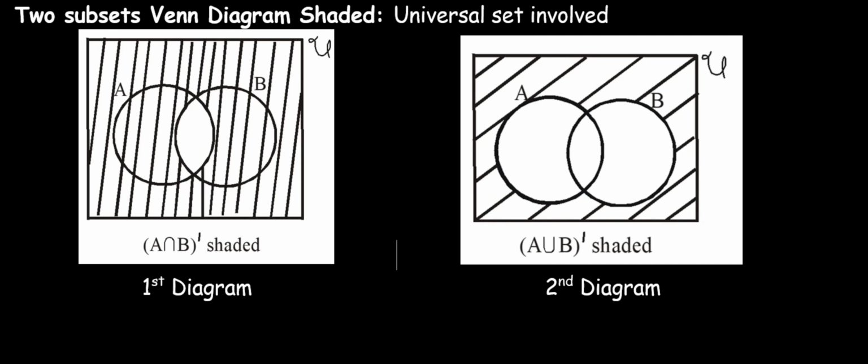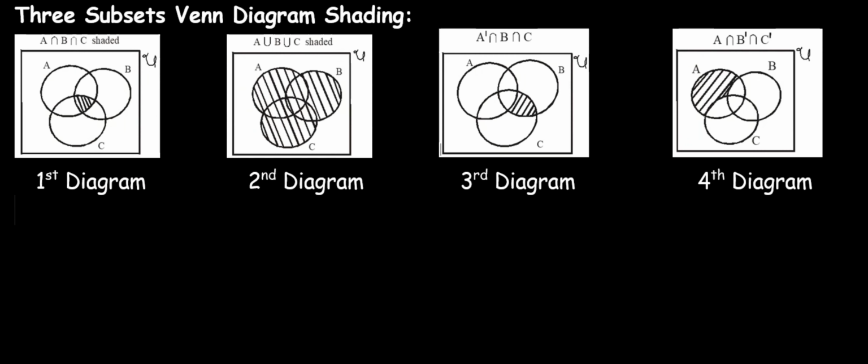Next, we have three subset diagram shading. In the first diagram here, we have A intersection B intersection C shaded. Of the three subsets, the position that is common to all three of them is what is shaded, where they overlap, and every other place is left unshaded. Hence, the labeling A intersection B intersection C shaded.